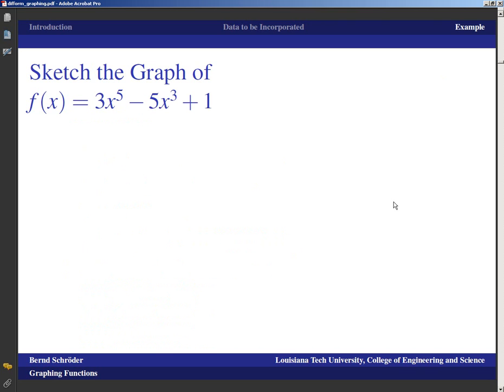Okay, and here's our task. Here's our example. We want to sketch the graph of the polynomial f of x equals 3x to the fifth minus 5x cubed plus 1. Well, that's quite complicated. It's a fifth-degree polynomial. So how do we go about this? We'll do the computations on this side, and we're going to collect the graphical data on this side.